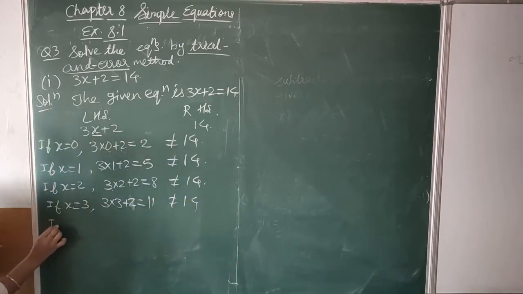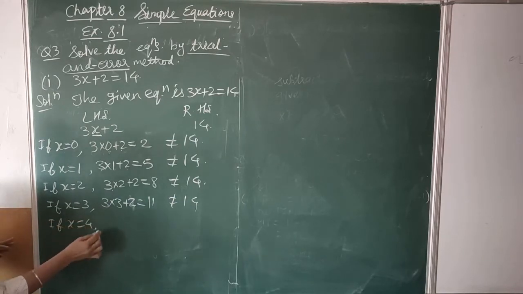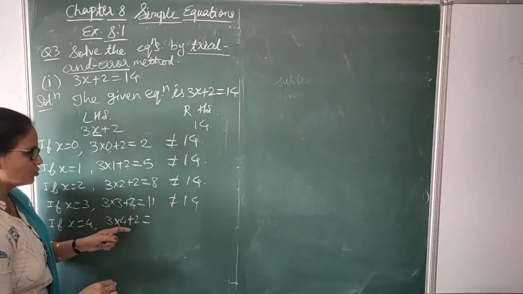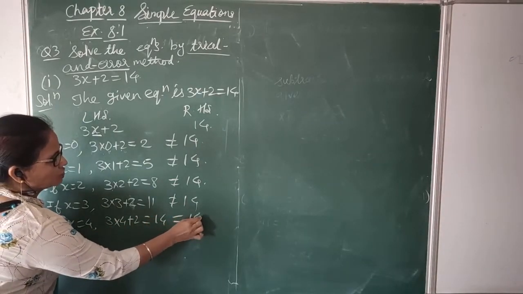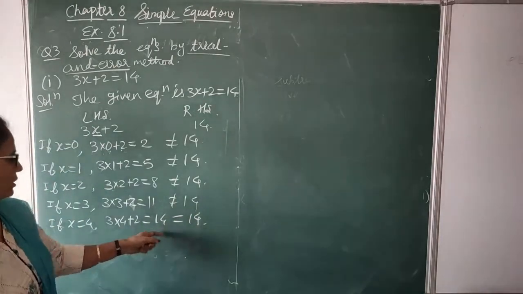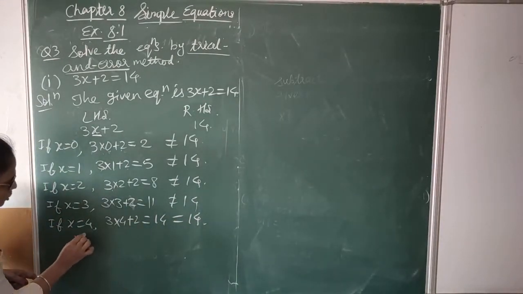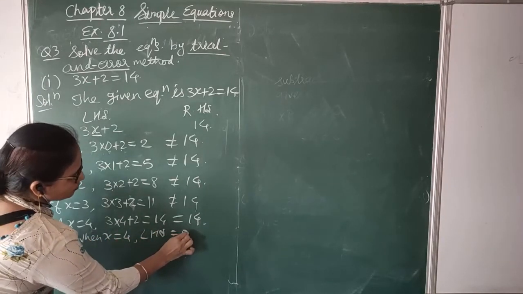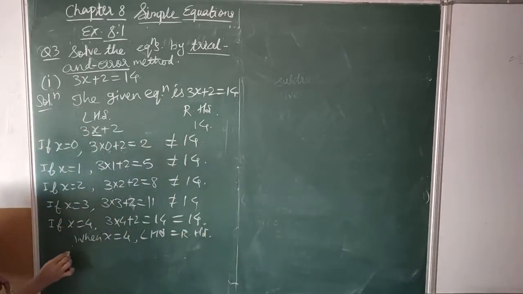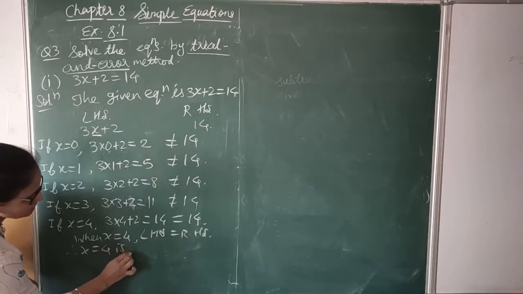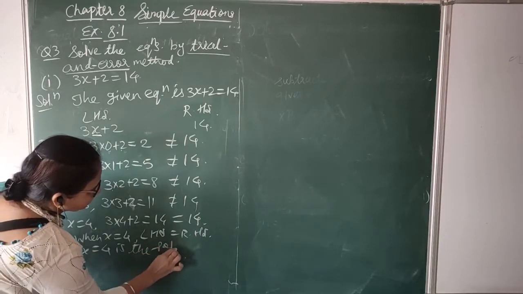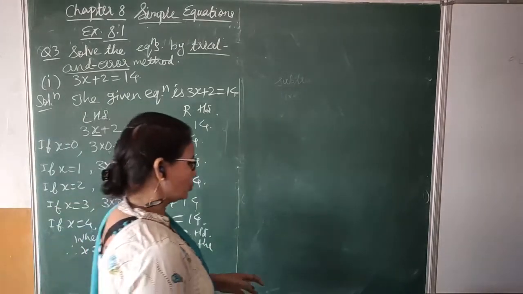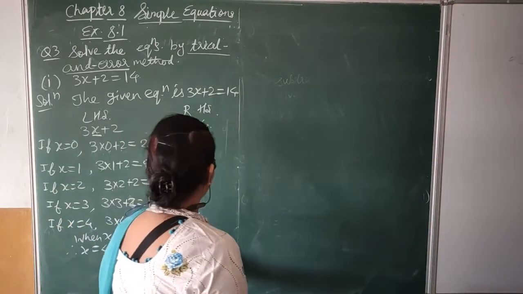Now let's check it out for this value of x, that is 4. 3 into 4 plus 2, simplify. 3 fours are 12, 12 plus 2, 14, yes. 14 is equal to 14, yes. So here you are getting, when x equal to 4, LHS and RHS are equal. So we will write therefore x equal to 4 is the solution. Simple. X equal to 4 is the solution of the given equation.